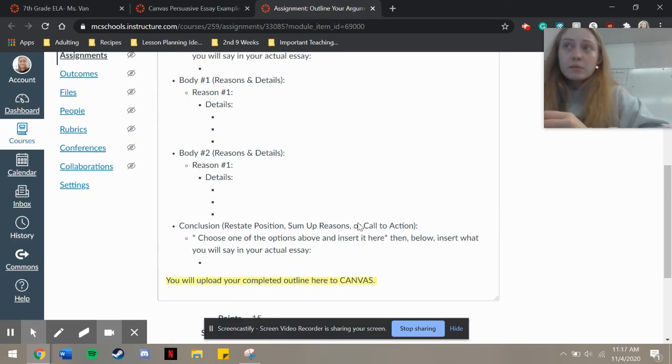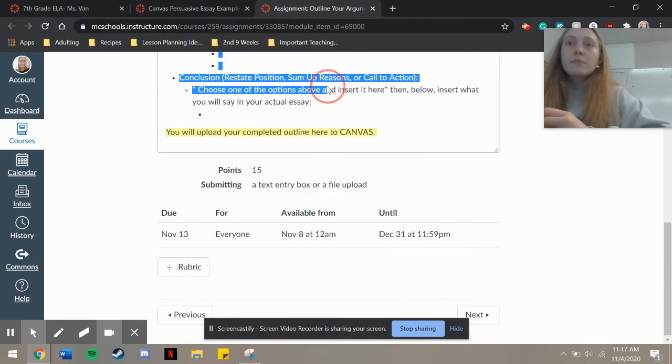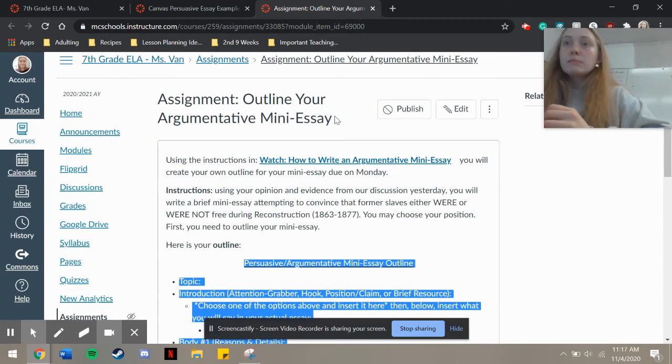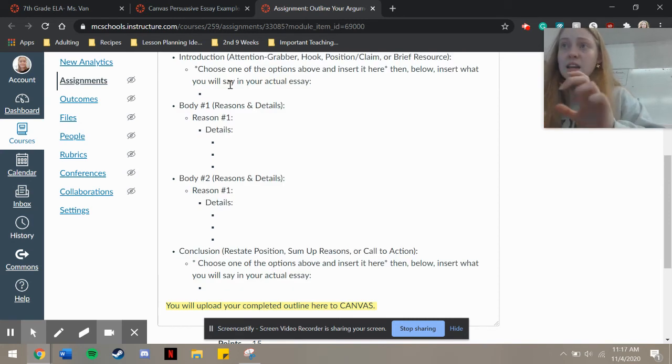So the best way to be able to turn this outline in is to copy all of these things here, and then go over to the blue submit button, click submit, and then in a text entry box, paste all of the things you just copied here, and then edit in your own information into this outline here. And then click submit. And that's all you have to do for today. On Monday, you'll turn this into a mini essay by actually writing it all out. All right, if you have any questions, please let me know and I'll be happy to help.